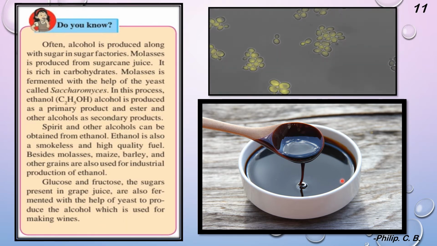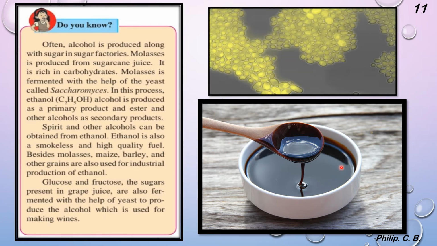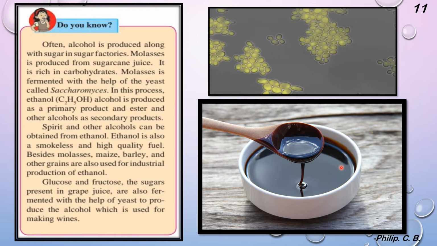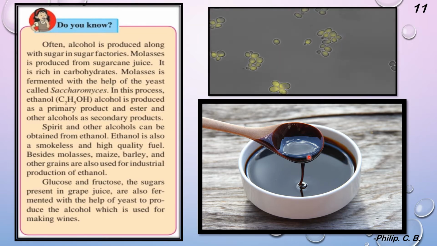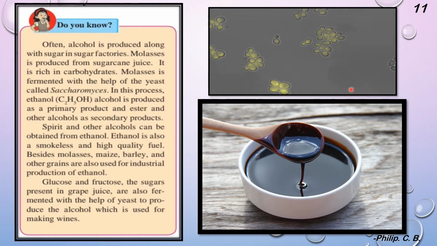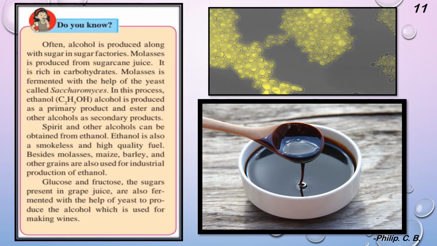So here, if you see, I have shown an image of molasses. Now if you see the molasses, it looks like what? Chocolate syrup, right? So these molasses are actually used as artificial sweetening wherever required. And above I added an image of Saccharomyces, the yeast, showing how it multiplies quickly.